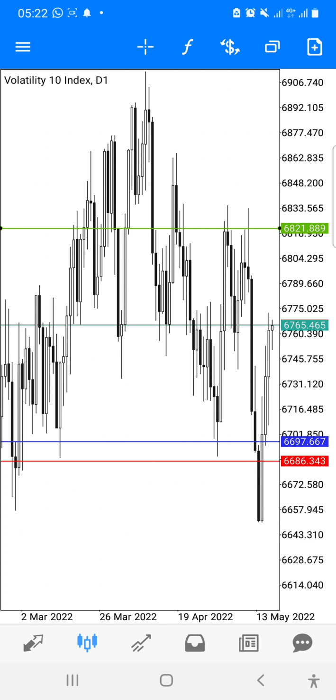All right, so our entry is the blue line, and our stop loss is the red one, while the green line is our take profit. So we want to buy this index at 6,697.66, and we want to set our stop loss at 6,686.313, while our take profit is 6,801.889. Right.